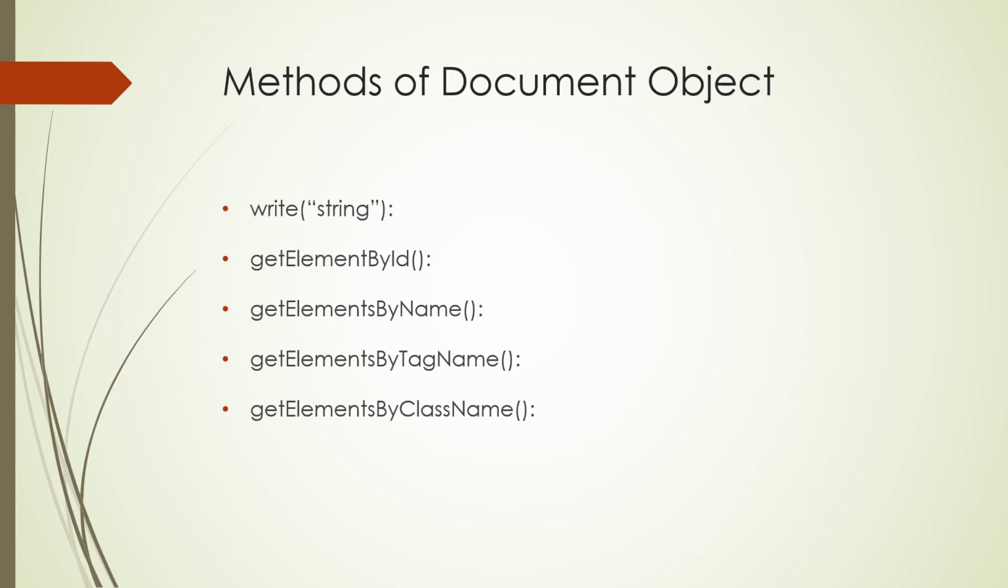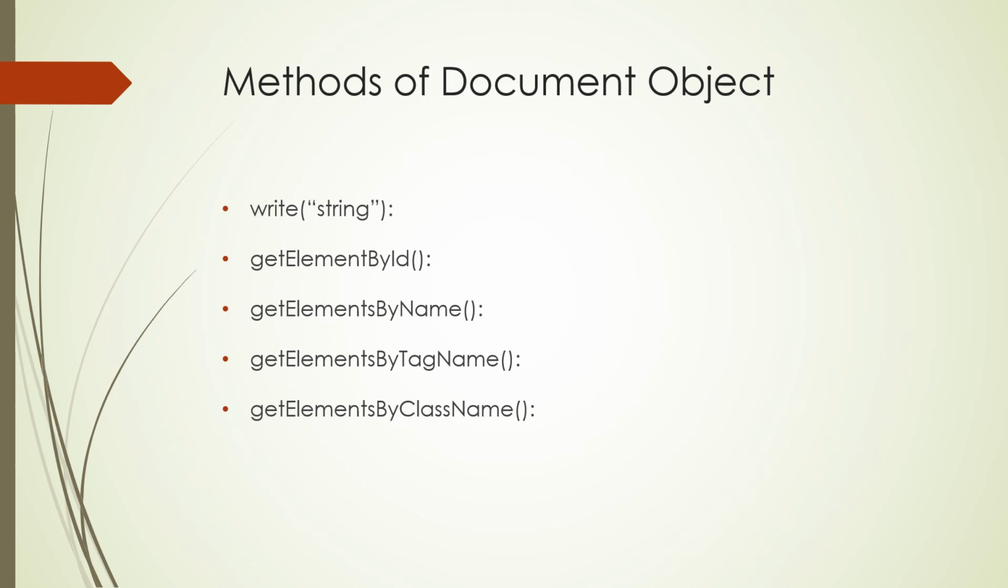Now, what is the write string method? The write string method writes the given string on the document. What is get element by ID? Get element by ID returns the element having the given ID value. What is get elements by name? The get elements by name method returns all the elements having the given name value.